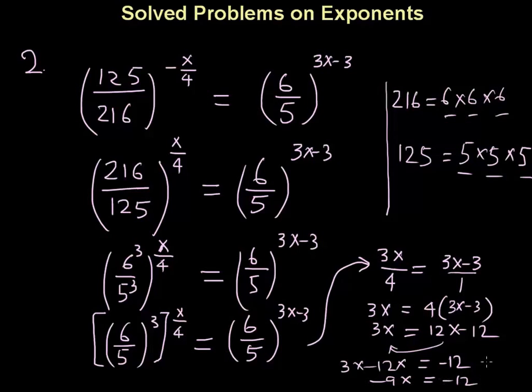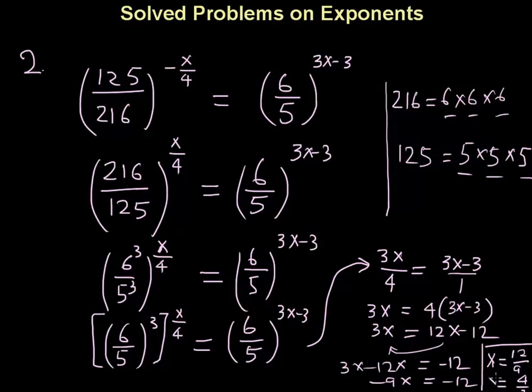So finally, I have to write down the answer here. No space left. So x is equal to how much? x is going to be, minus minus cancels out, 12 upon 9, which is nothing but 4 upon 3. Right? So that's your answer.